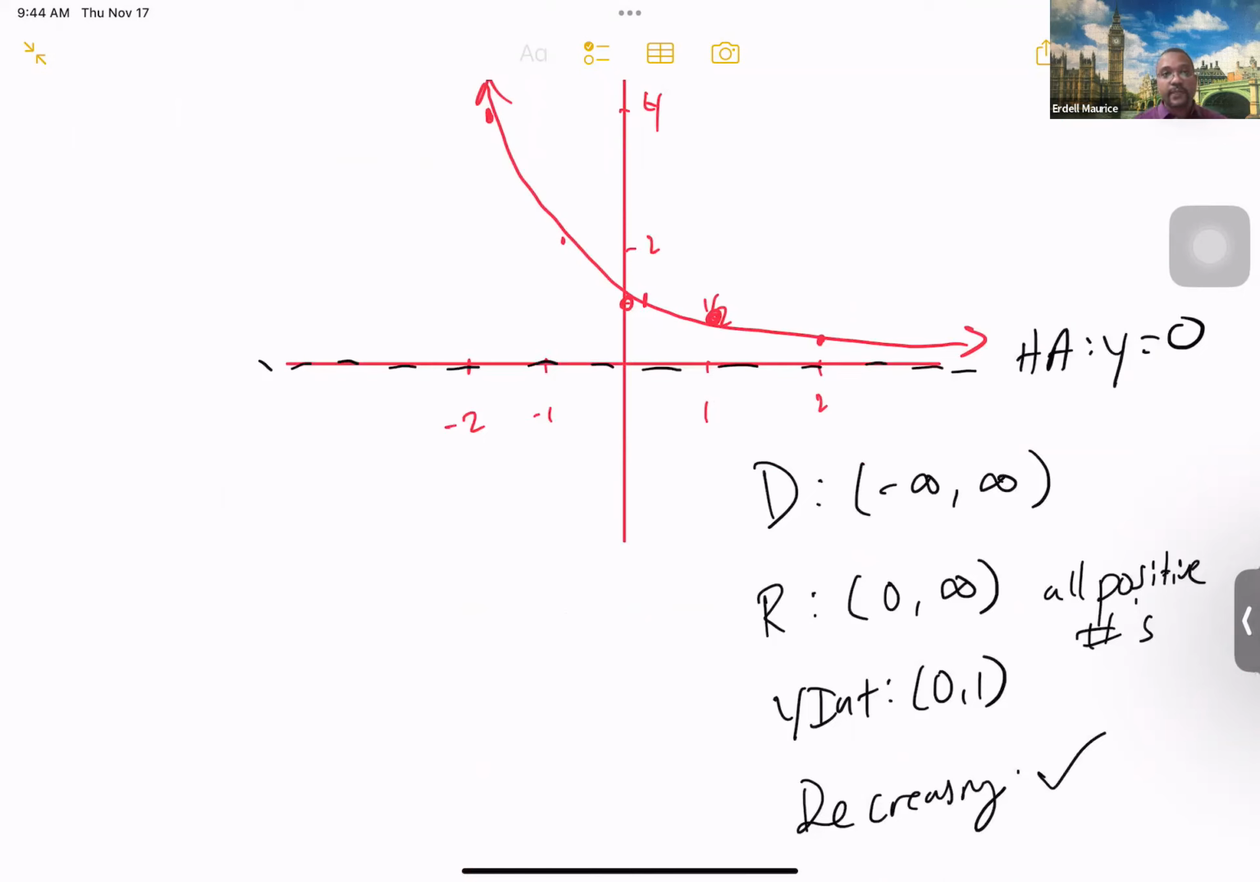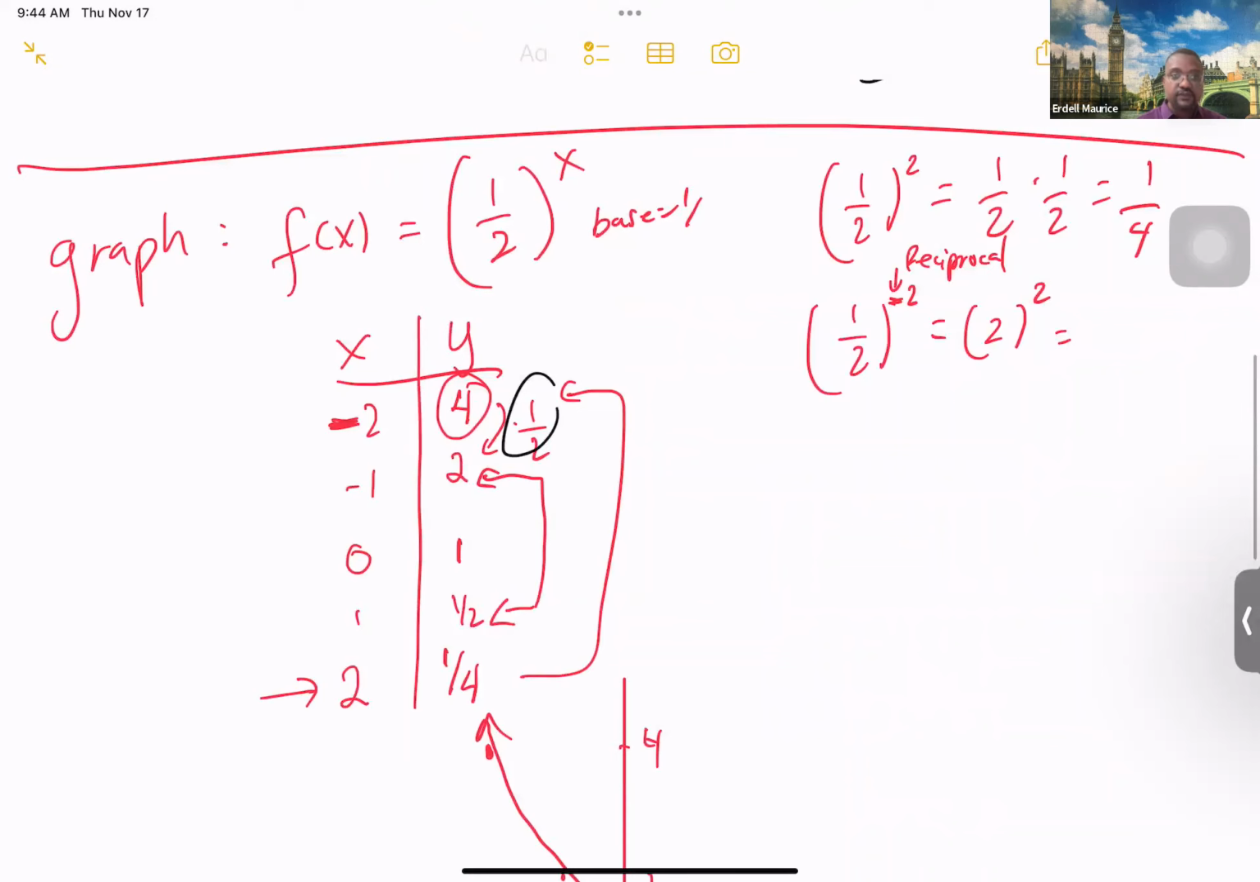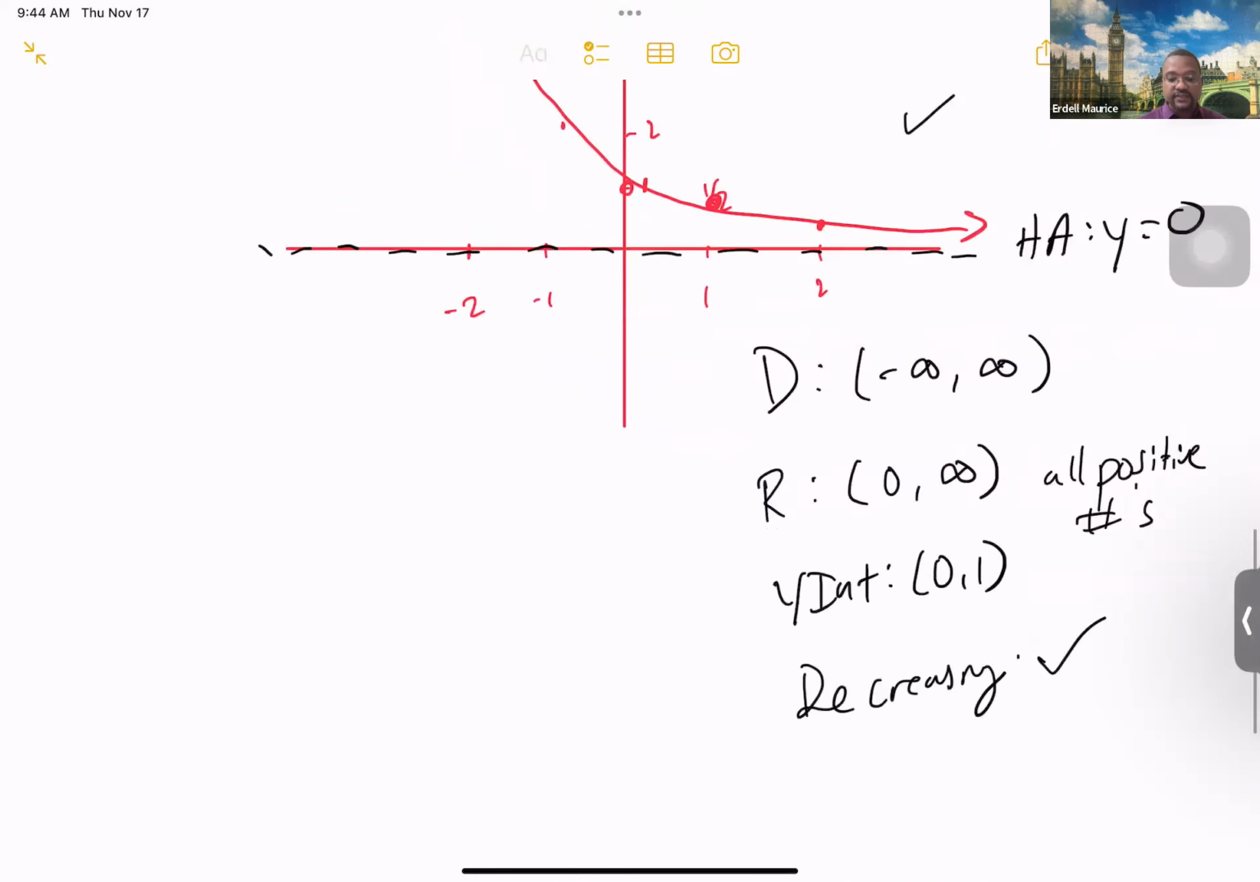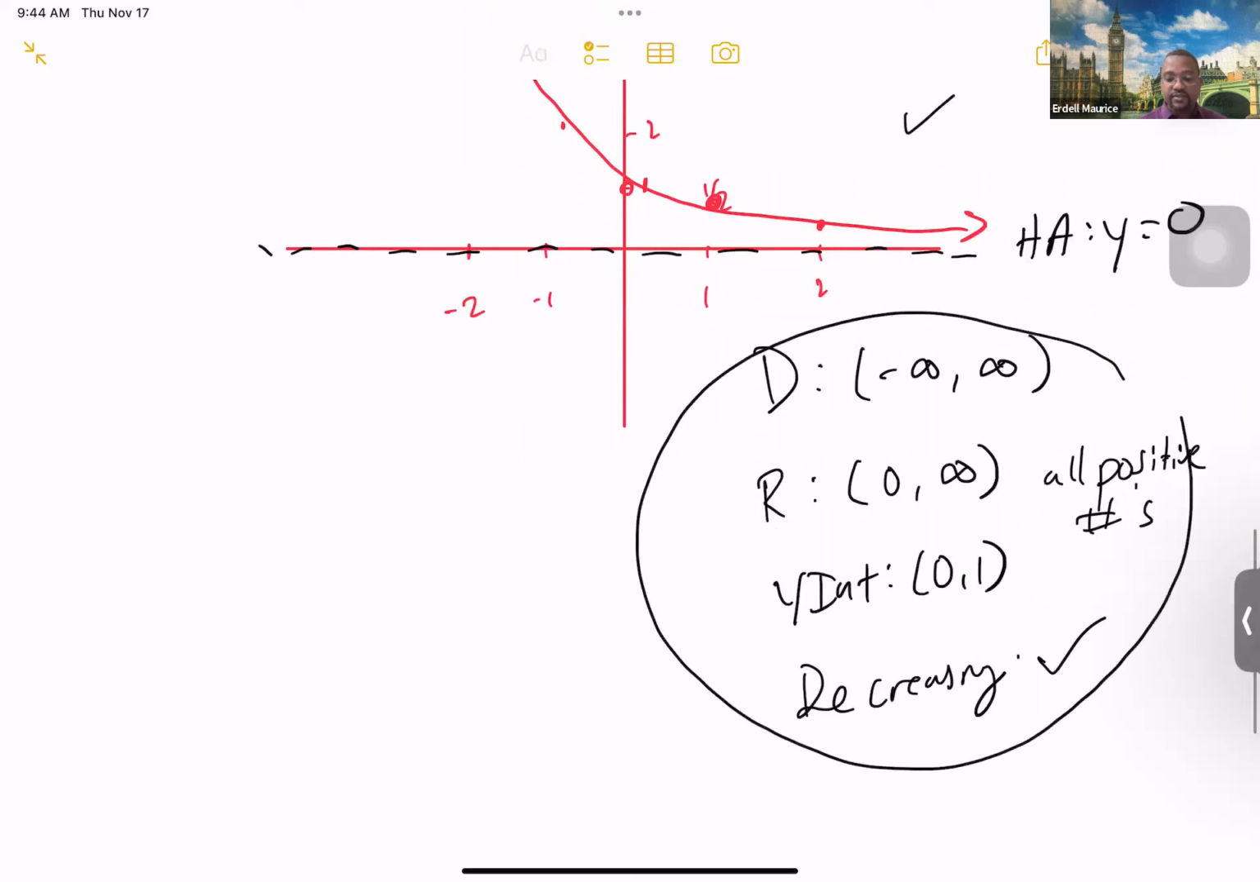Questions there? So on your web assignment, you'll be asked to make a table of values. You'll be asked to identify the graph of the function. You'll be asked to identify your domain, your range, your y-intercept, horizontal asymptote, all that good stuff. Questions there?